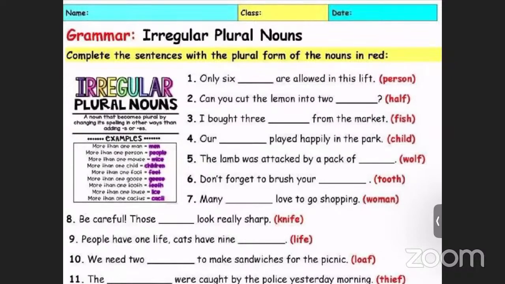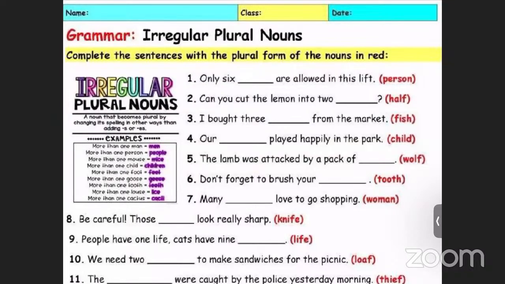Question number 4. Our children played happily in the park. Wonderful. Thank you. Can you spell children? CHILDRENS. What? Children. Plural of child is children. CHILDREN. Wonderful. Thank you, guys.